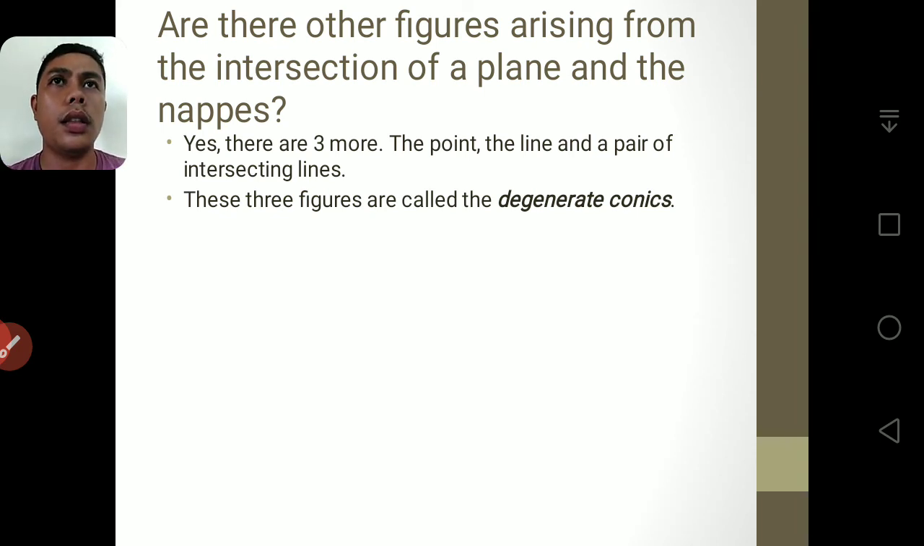Why not proper conic? Because they are not curves. Conics, the proper conic sections, are actually a collection of curves. The circle is a curve. The parabola is a curve. An ellipse is a curve. Hyperbola is a curve. The point, the line, and the pair of two intersecting lines are not curves. So they are not really a part of the conic section. They are the degenerate conics.